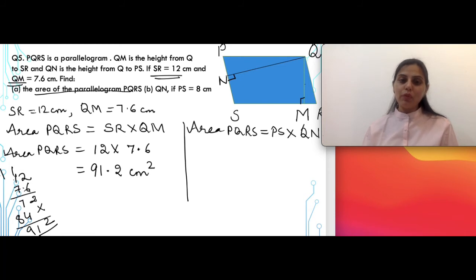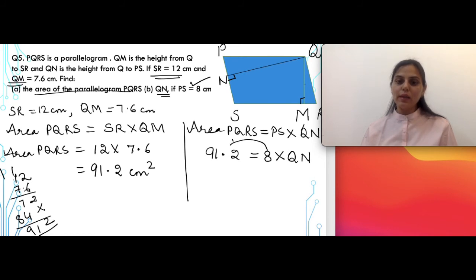square. Now for finding the value of QN, where PS is already given to you, we are going to make use of this parallelogram, because whatever the base and height, the area of the parallelogram will remain the same. So here let's put the value as 91.2. PS is already given in the question, which is 8 centimeters, and QN you are supposed to find. So let's write this as QN. In the next step, we can take 8 on the other side. From multiplication, it will change to division. So QN can be written as 91.2 divided by 8.